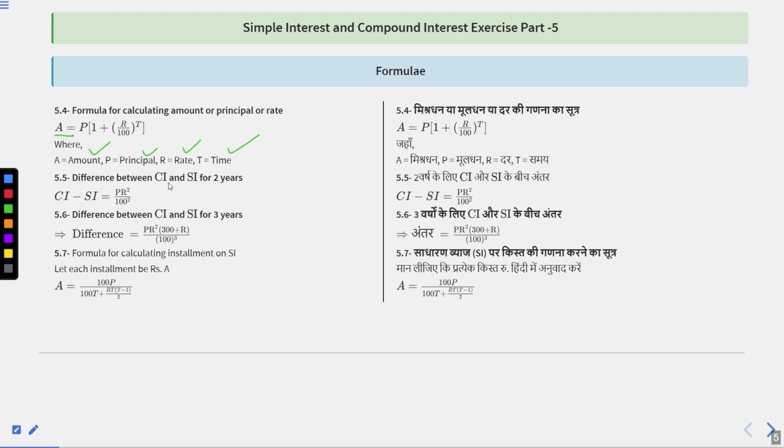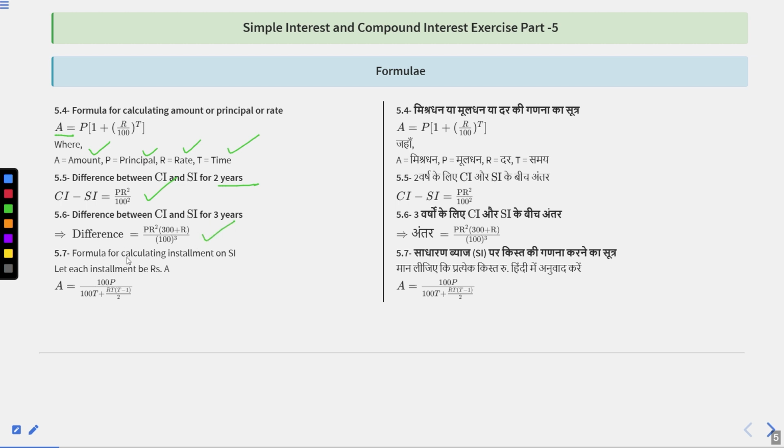Now the difference between CI and SI for 2 years. CI means compound interest, SI means simple interest. We can directly calculate it, which is PR square upon 100 square. The difference between compound interest and simple interest for 3 years is PR square in the bracket (300 plus R) upon 100 cube.